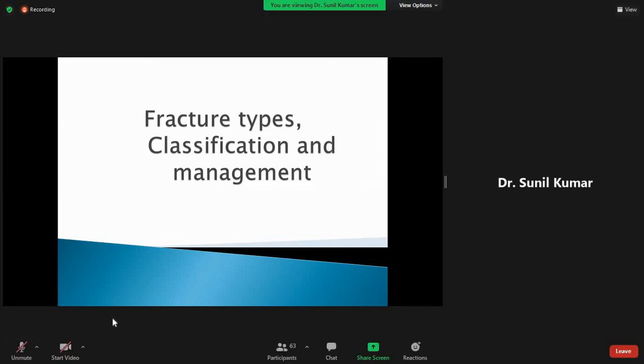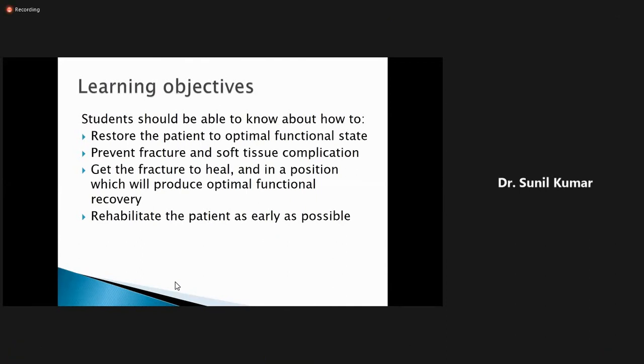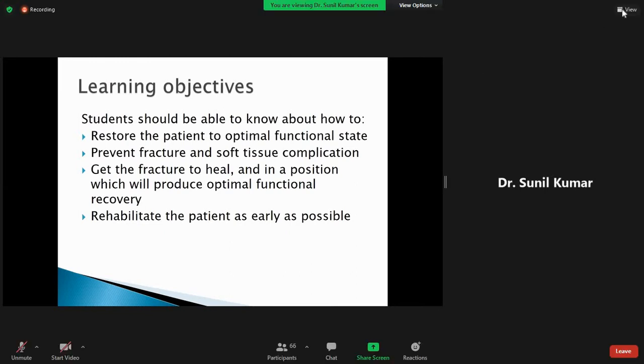Classification and management. So for this class, the learning objectives will be that the student should be able to know how to restore the patient to an optimal functional state and to prevent fracture and soft tissue complications. As with the fracture, there can be soft tissue complications.